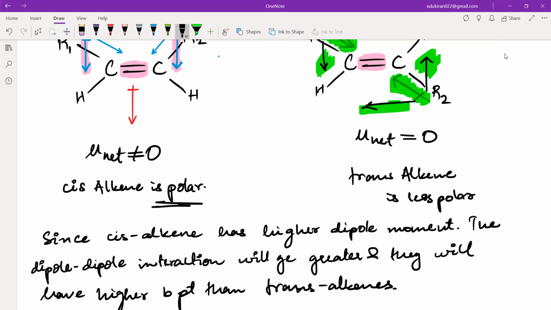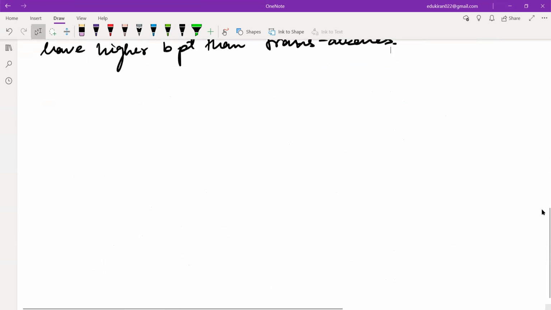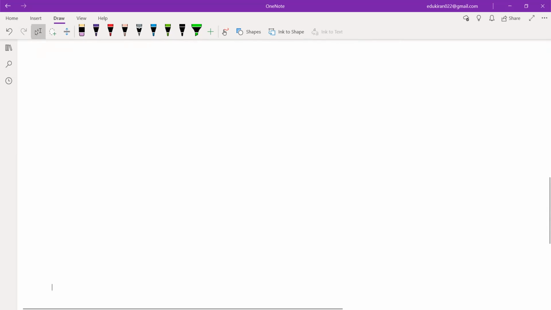Is this point clear with everyone? Yes, sir, clear. Okay. Now, this is all about physical properties. Let us move on to the chemical properties of alkenes, which is more important.